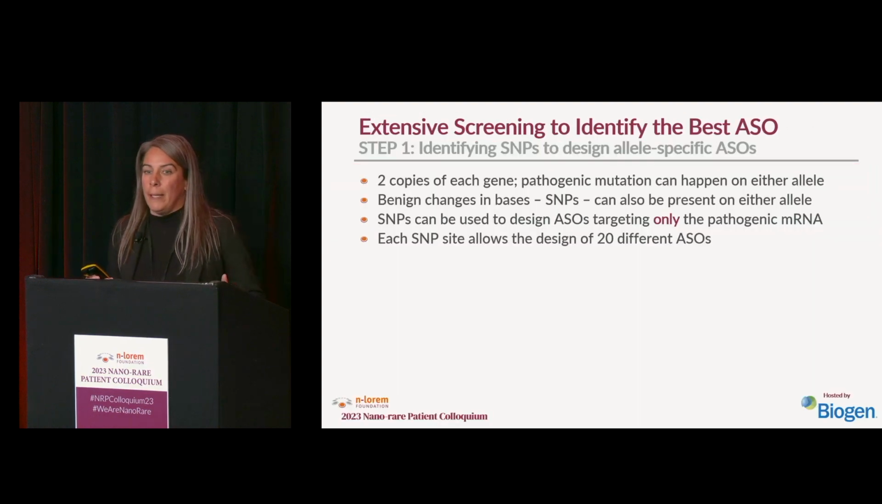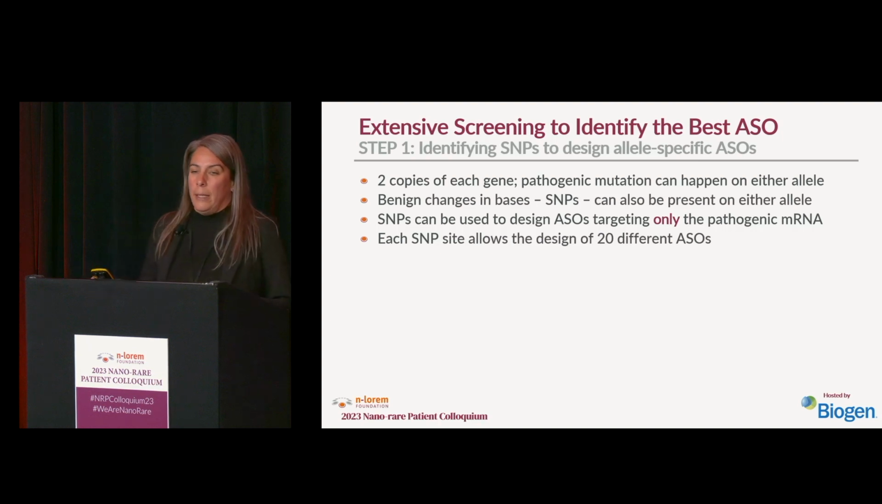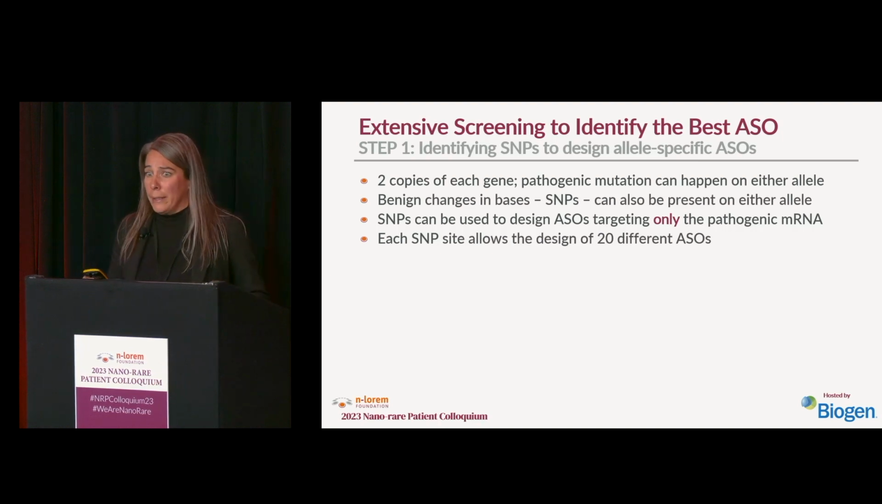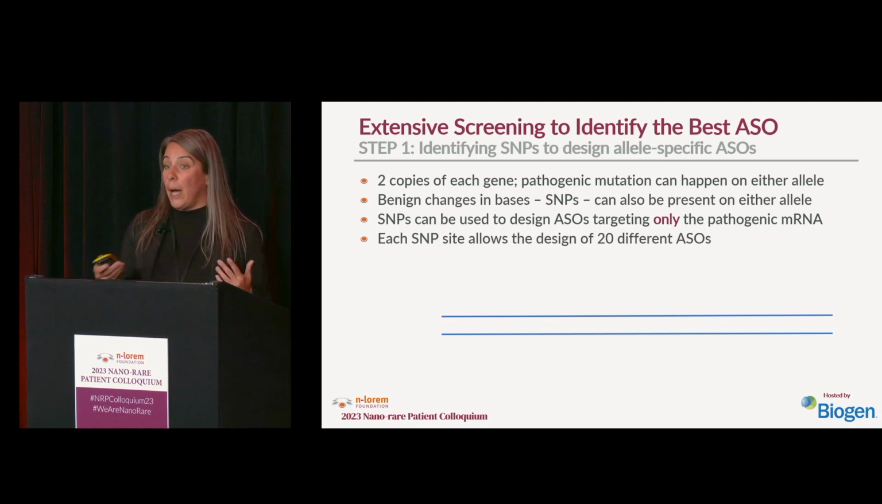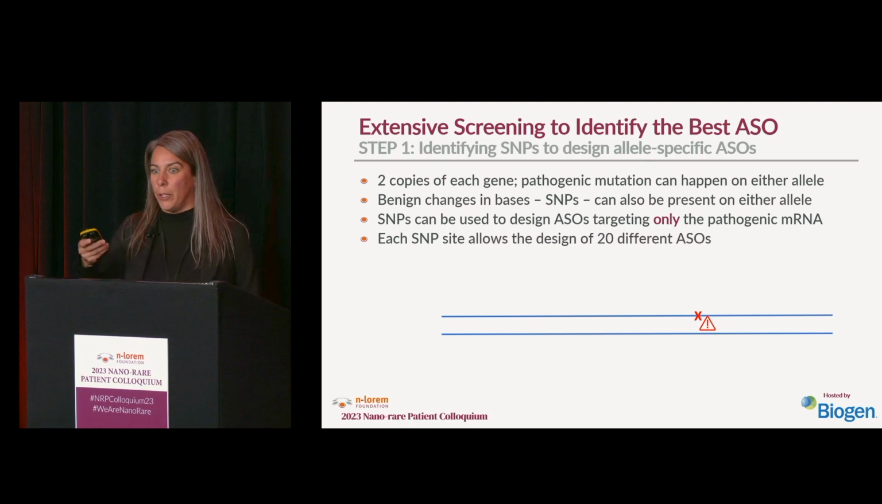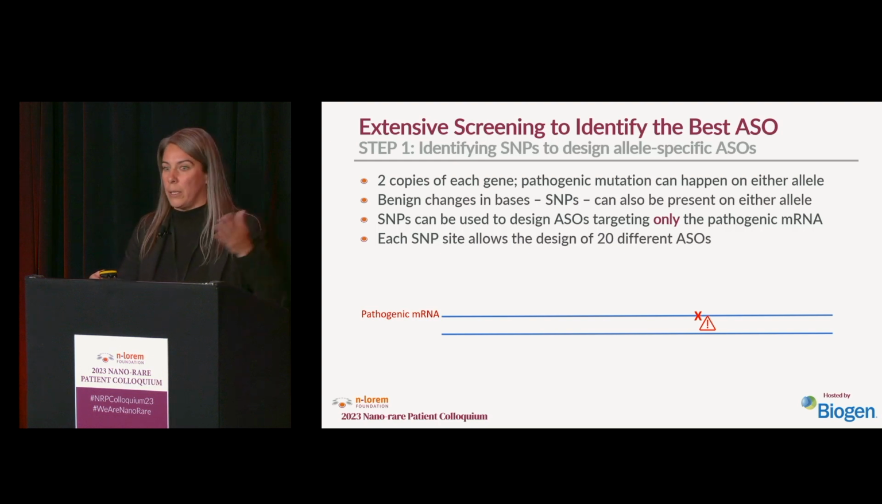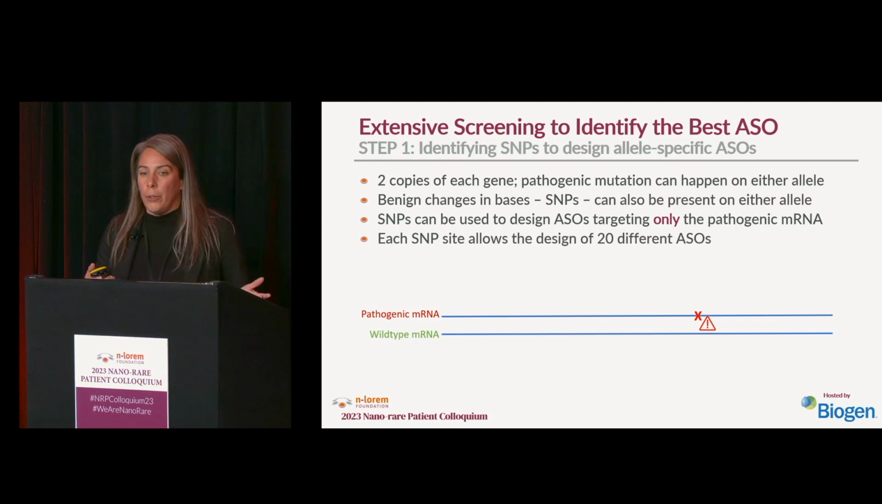The first step is, of course, to design the ASOs. And I'm going to focus on allele-specific ASOs here. So for each gene, of course, we have 2 copies, one that comes from our mother and one that comes from our father. And the pathogenic mutation, so the mutation that is causing the disease, can be present on either allele. So for the sake of this example, we're going to put it here, the red X on the top allele. And so the messenger RNA that will be made from that allele will be referred to as the pathogenic mRNA because it bears the pathogenic mutation. And the other messenger RNA will be referred to as the wild-type mRNA.